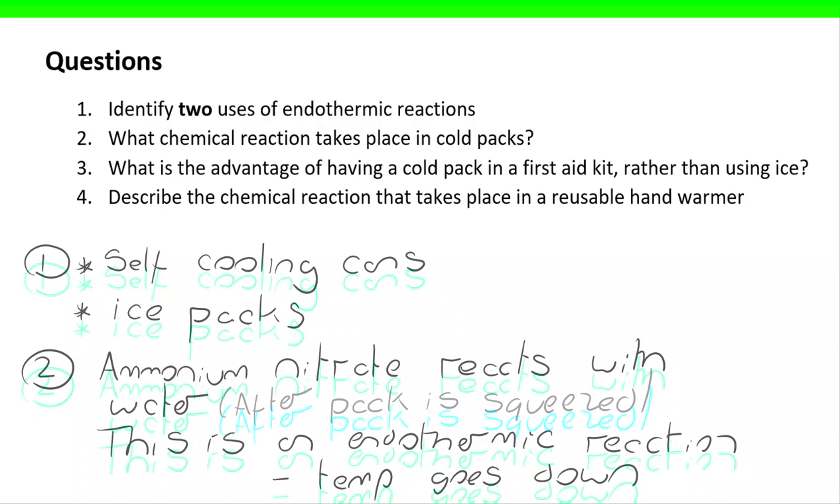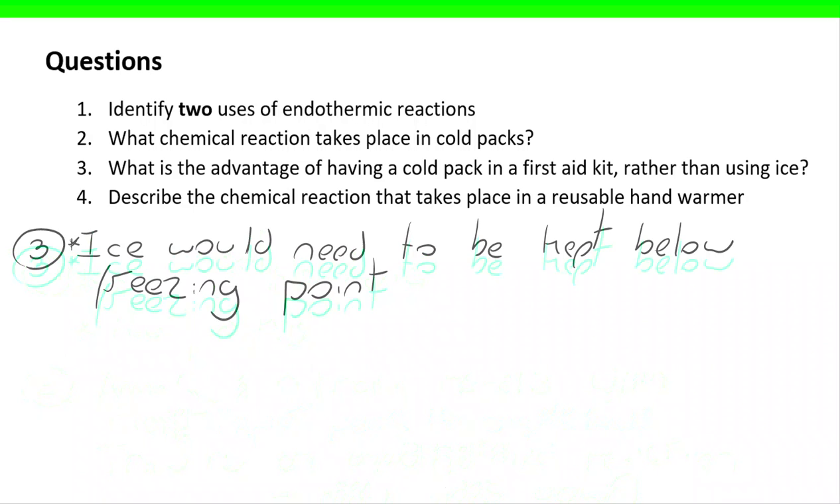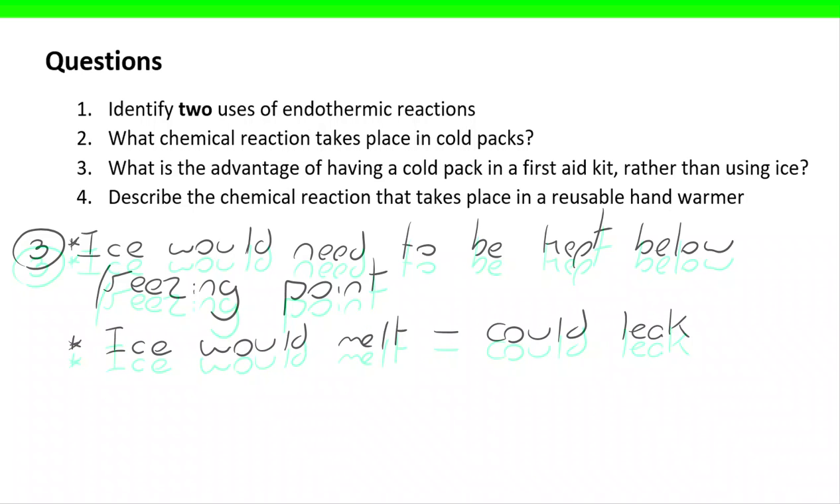Moving on to number 3, what's the advantage of having a cold pack in a first aid kit rather than using ice? Well, if you had ice in there, you would need to keep it as ice. So you'd need to keep it below 0 degrees C. And that's going to mean you would need an energy source. With these, you don't need the energy source. And there's also the risk that if you're just putting ice on somebody, that it might melt, it might leak. It's not going to be as convenient. This is all taking place inside a sealed plastic bag.